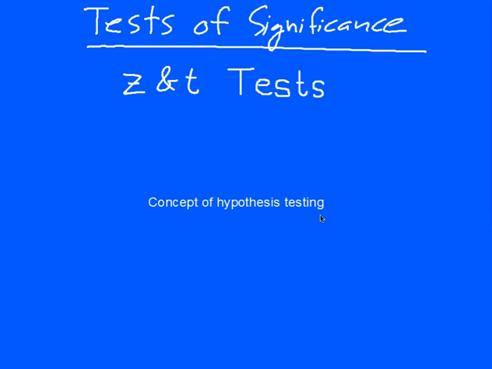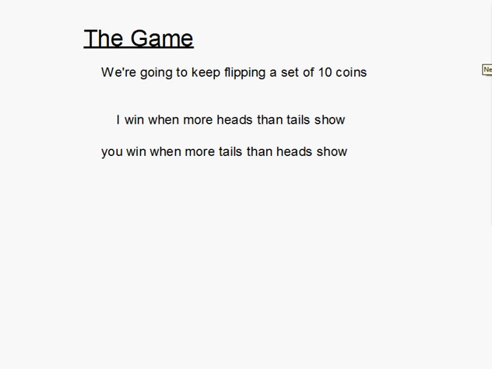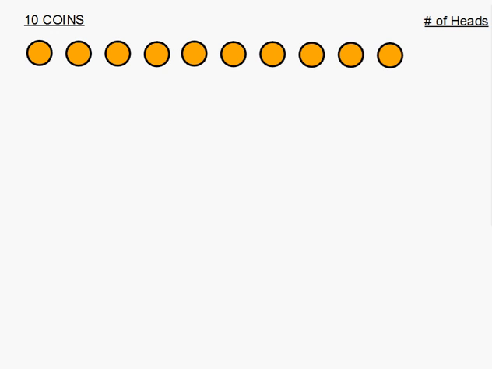We're going to play a game. We're going to flip a set of 10 coins, and if there are more heads than tails, then I win. If there are more tails than heads, then you win. Let's look at our coins. Here are our 10 coins. First flip, 7 heads. Looks like I won the first round. Maybe your luck will turn around there.